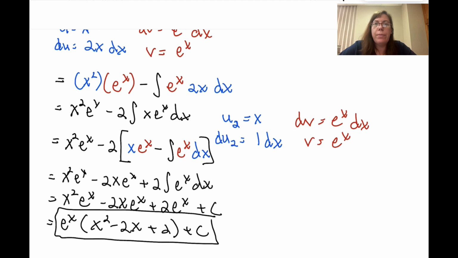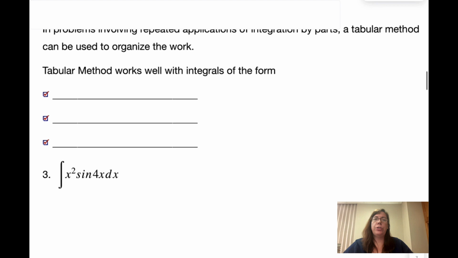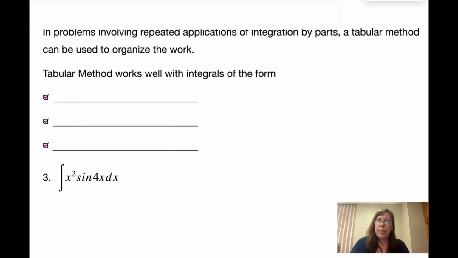Okay, I want you to try the embedded question. Okay, when you have to do integration by parts multiple times, it can get tedious because you can have 3 or 4 integrations of this. So there's another approach to this called the tabular method.